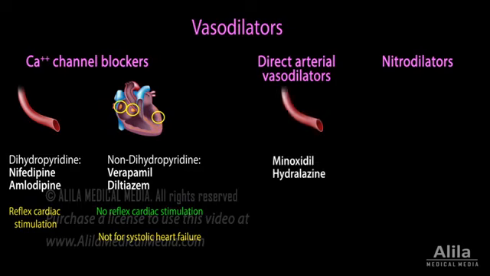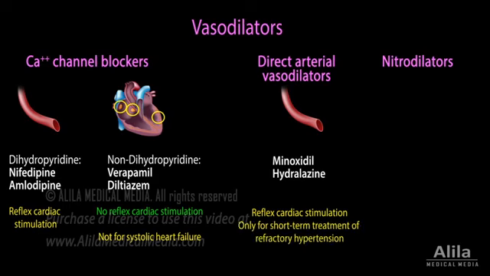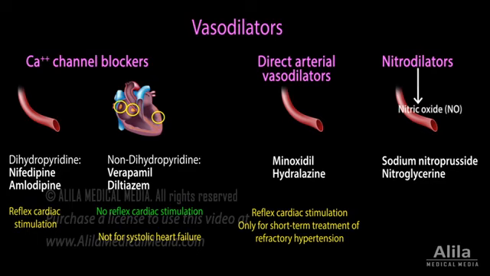The mechanisms of direct arterial vasodilators are not entirely clear. They can cause reflex tachycardia and are only used for short-term treatment of refractory hypertension. Nitrodilators act by releasing nitric oxide, a powerful vasodilator. They are administered intravenously to manage hypertensive crises and to control blood pressure during surgery.